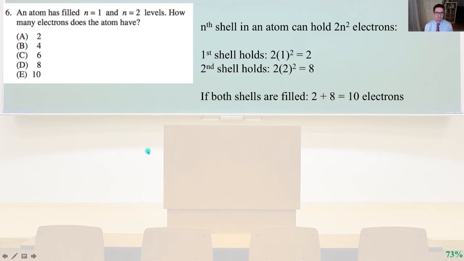Number 6. An atom has filled n equals 1 and n equals 2 levels. How many electrons does the atom have? So this is a basic equation we're going to have to just carry with us through the exam. The nth shell of an atom can hold 2n squared electrons. So we're going to need to add these shells up because there's 2 of them. The first shell holds 2 times 1 squared, which just equals 2. The second shell is going to hold 2 times 2 squared equals 8 electrons. So how many do both combined hold? 2 plus 8 equals 10 electrons. That is going to be letter E.